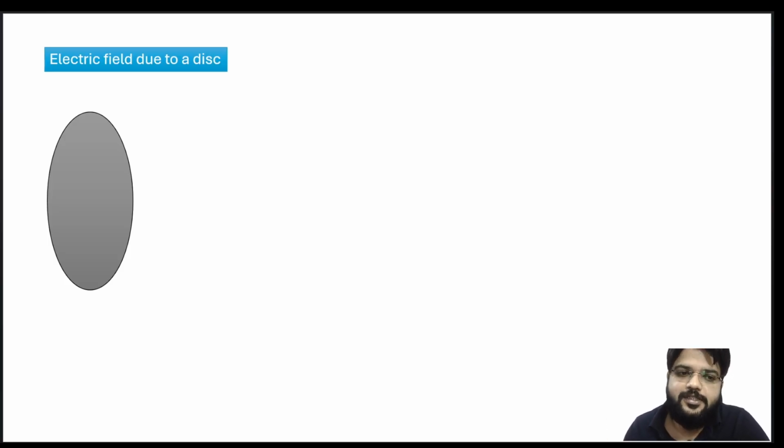Electric field due to the disk. So now we want the electric field due to the disk. Let's suppose the charge density on this disk is sigma. All right, and this is the center of the disk, and at this point P we want the electric field. The distance between the center and the point P is, let's suppose, x, everyone. The distance is x. Correct? And the radius of the disk is capital R. And we want the electric field at the point P due to this disk.